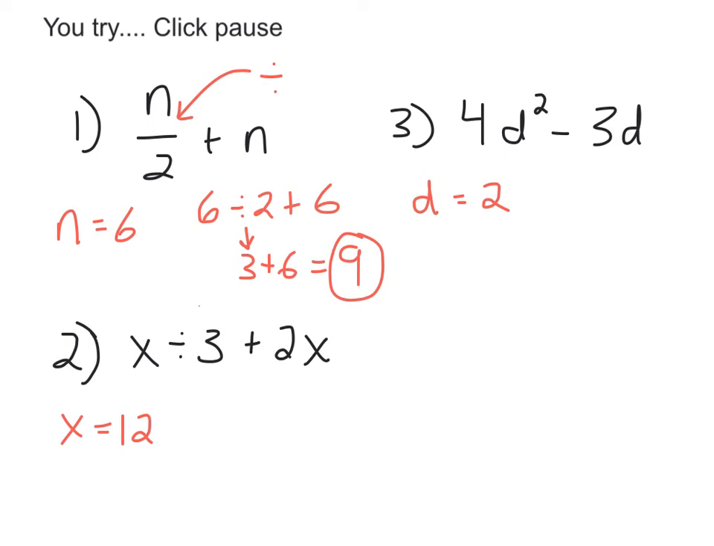Number 2. Just like number 1, there are two variables, but they're both x. But we're going to rewrite the expression, and we're going to substitute in 12 for x, so it's 12 divided by 3 plus 2 times 12. PEMDAS, multiply and divide come before add, and they happen from left to right. So I'm going to do 12 divided by 3 and get 4, and 2 times 12 and get 24. And the last thing I'm going to do is add. So for number 2, I got 28.